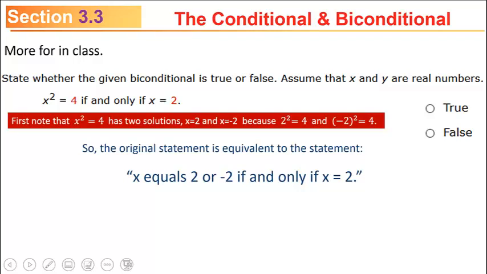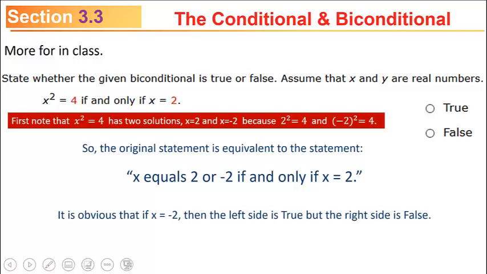Now think about that for a minute. Suppose x is equal to minus 2. If that's the case, then the left side, x equals 2 or minus 2, would be true if x were minus 2. But the right-hand side, x equals 2, would be false if x were equal to negative 2.